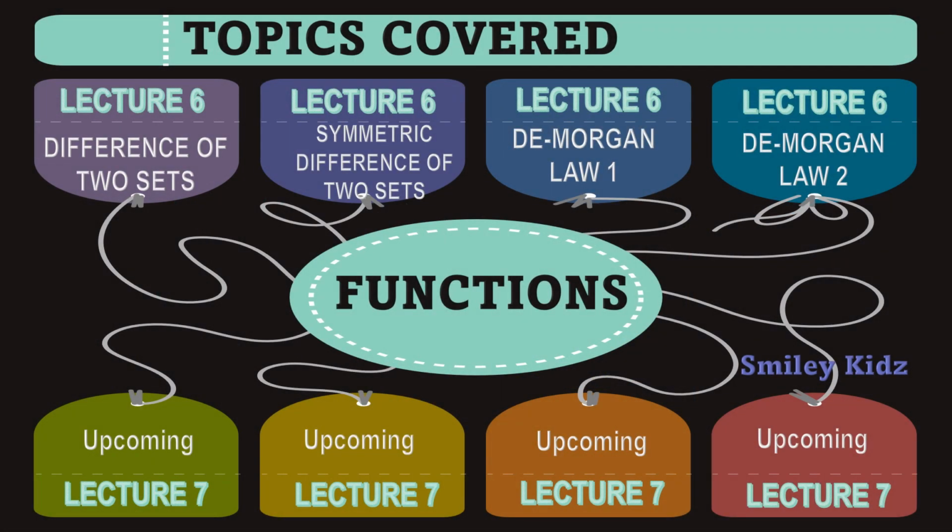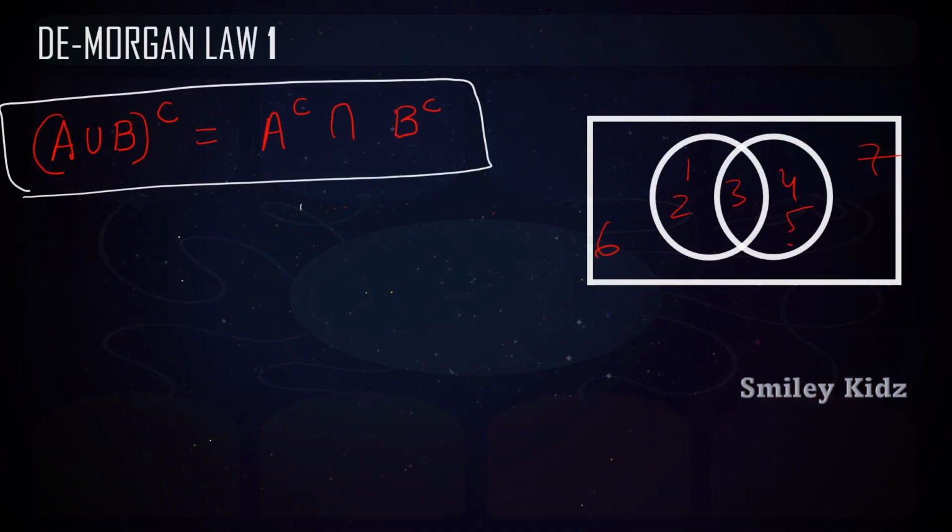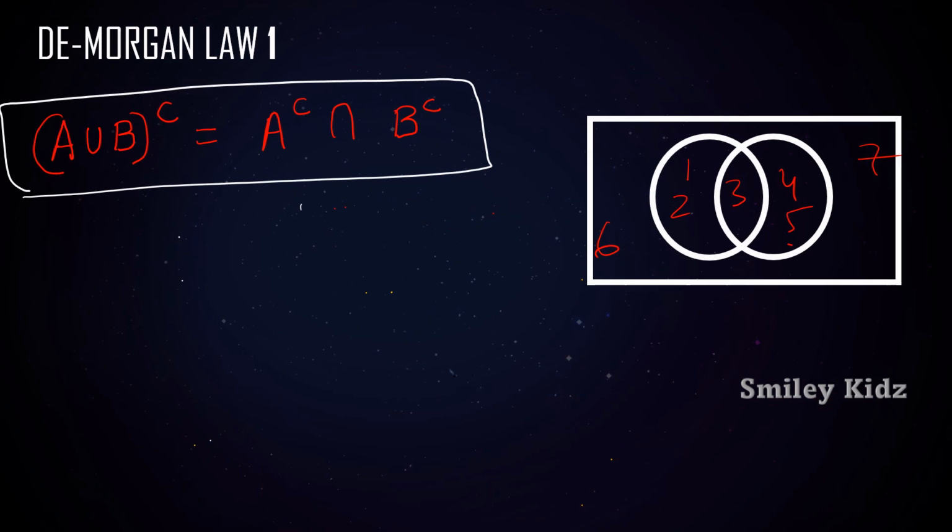Let's move ahead and understand the De Morgan laws. Let me present you De Morgan law 1, which says A union B whole complement equals A complement intersection B complement. Well, it's Latin, but let me make it clear over here.